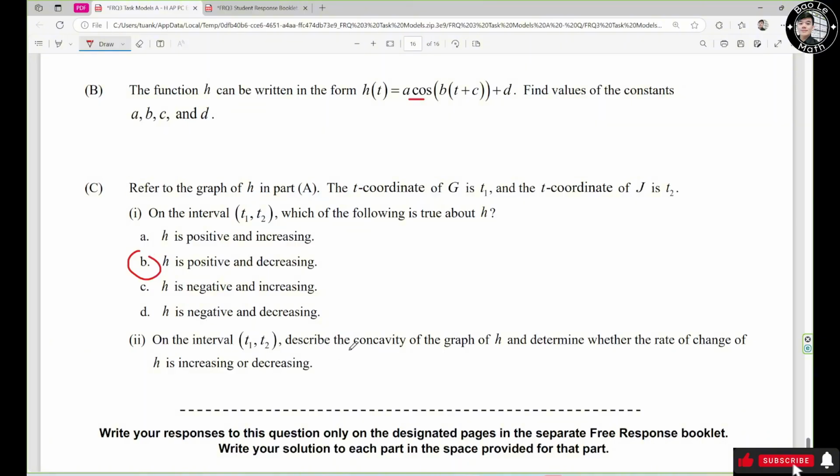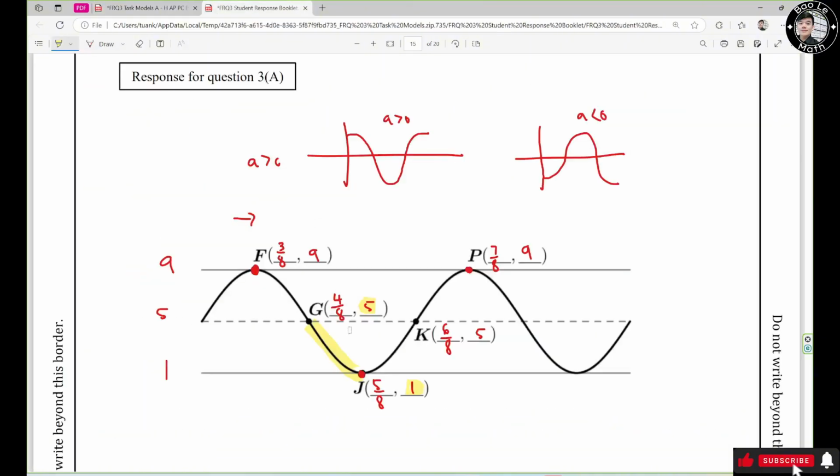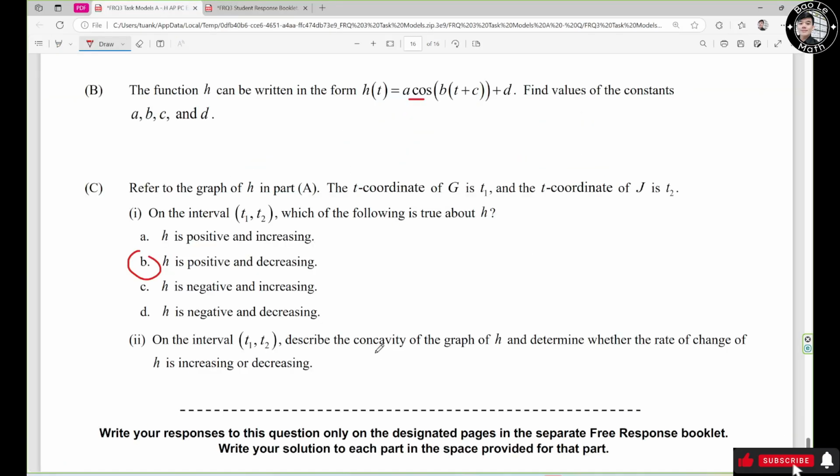Now, the last one right here. Within this interval, the function is concave up, and the rate of change is increasing because the function is concave up. So you need to write the function is concave up and the rate of change is increasing. And again, you need to write this one in a complete statement like what I did in the previous examples. And it's a good time to stop.